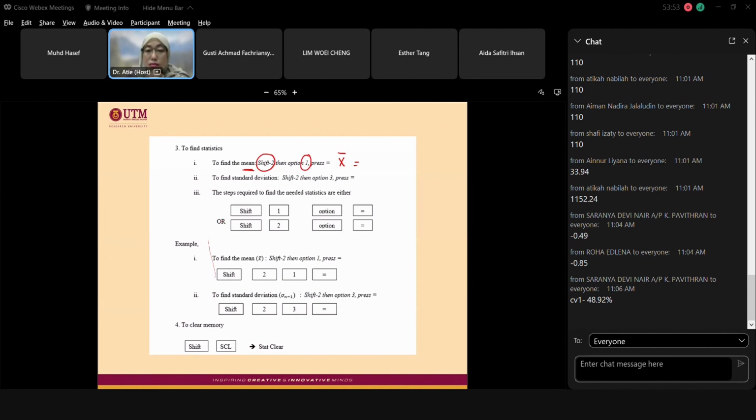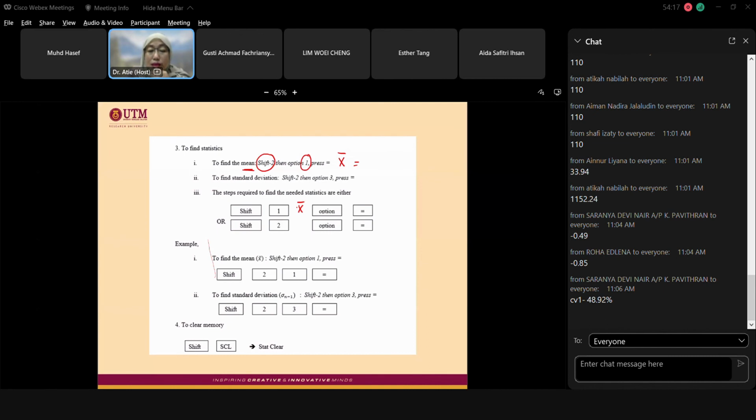Doctor, you said shift 1, right? So the Shift 2 option, sorry, is Shift 2. Okay, it depends on your calculator. So shift 1 and then look at the options and you need to find if the calculator offers X bar. If you can see X bar, that's the one.